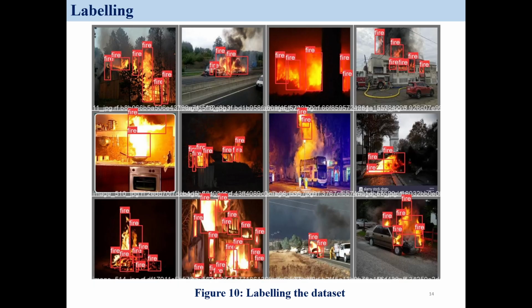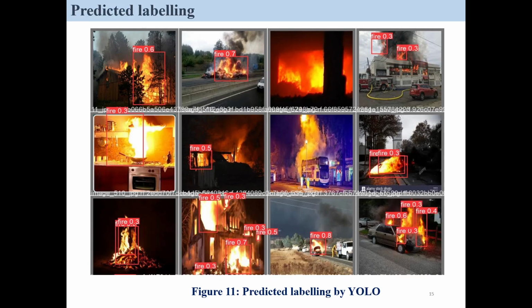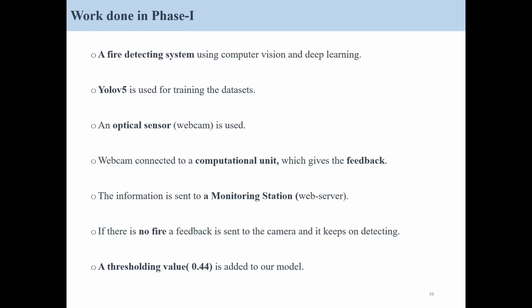In the labeling part, the first image shows how we have labeled the images before training, since our dataset wasn't previously labeled. The next image shows how YOLO has predicted those labeling image boxes. So in some images its prediction is fine, but there is no prediction in a few. So this is basically what we have done in phase one.